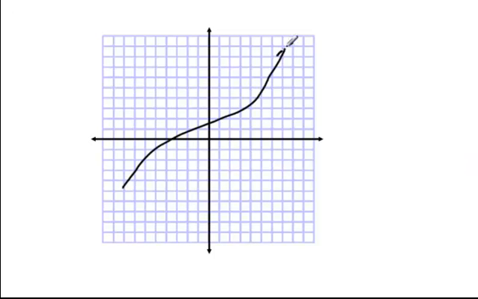Okay, how about this one? Is that a function? We know it's not a linear function because it doesn't make a line, but let's use our vertical line test. Does it cross at more than 1 point? No. As you draw this across, it never crosses at more than 1 point. So yes, this is a function.